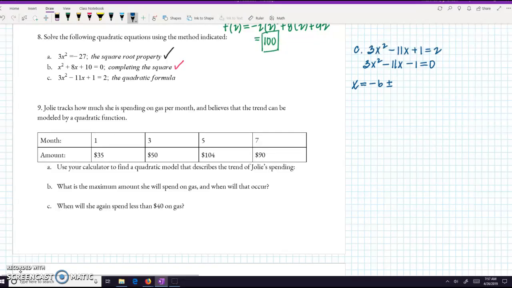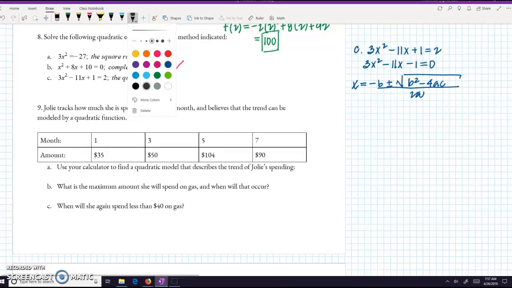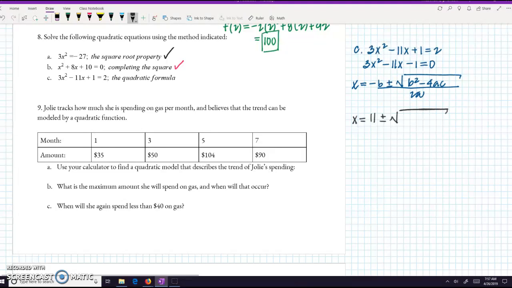So my -b plus or minus the square root of b squared minus 4ac all over 2a. So our -b in this case is 11 because -11 will become positive 11. So we'll have 11 plus or minus the square root of b squared, negative 11 squared will become 121. And then we'll have minus 4 times our a term, which is 3, times our c term, which is negative 1, all over 2a, which is going to become 6 in this case.